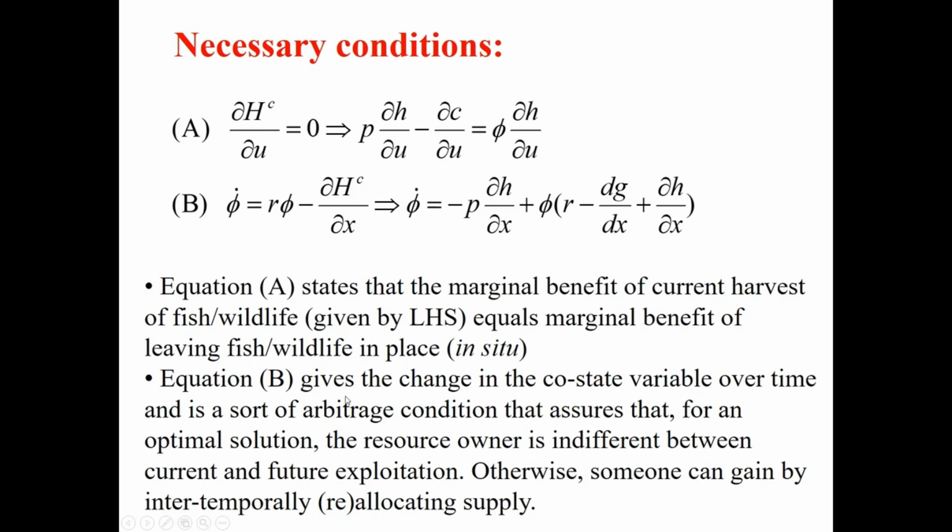Equation B is a more difficult equation to talk about because it gives the change in the co-state variable, in other words, in the shadow price, over time. And it's kind of like an arbitrage condition that assures that for any optimal solution, the resource owner is indifferent between the current exploitation of the resource and future exploitation. If they're not indifferent, then someone can gain by intertemporally reallocating supply.